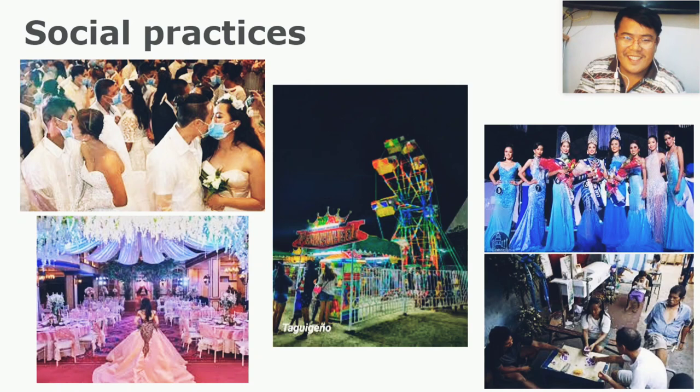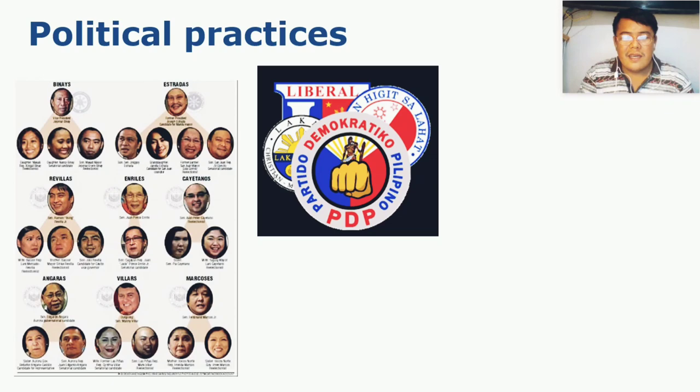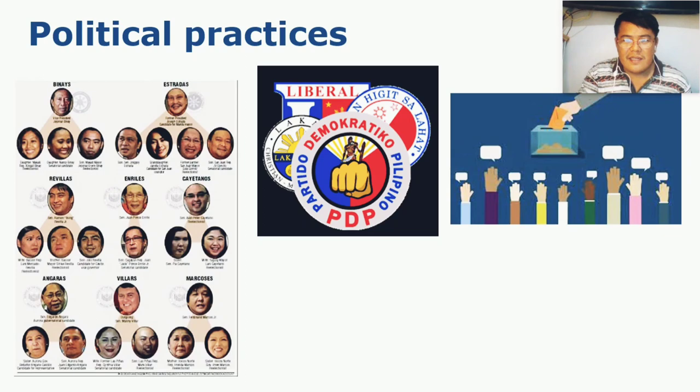Political practices. Political dynasties. The Philippines has so many, national and local. The Binays, Estradas, Revillas, Enriles, Cayetanos, Angaras, Villars, Marcoses. Before, the Aquinos. And not only those. If you go around the whole Philippines, there are many more. Political parties: there's Liberal, PDP, Nacionalista. We have a democratic form of government. So the majority rules, the power vested in the people.